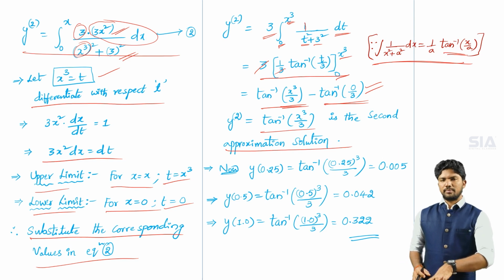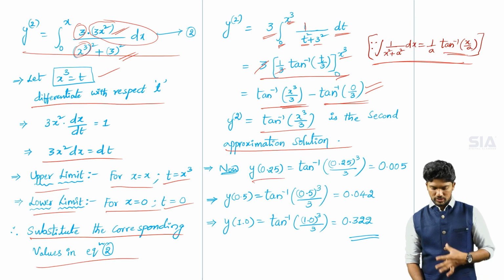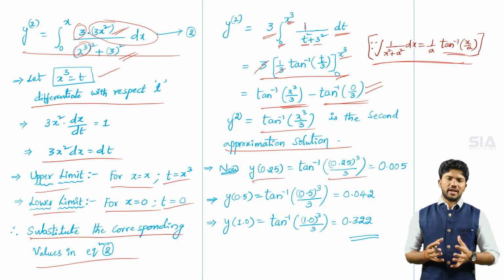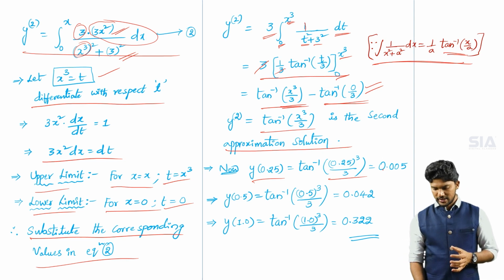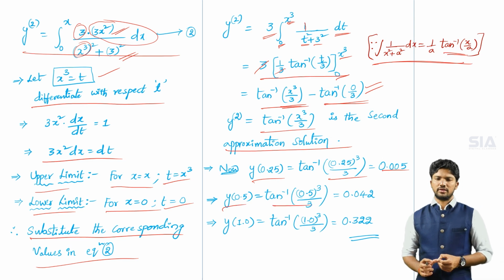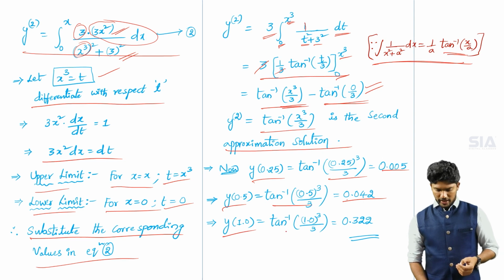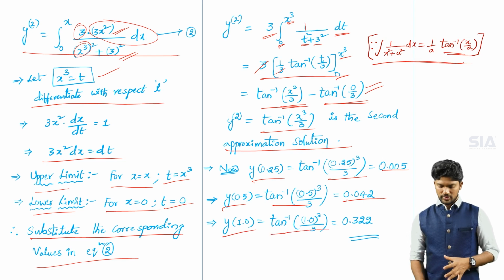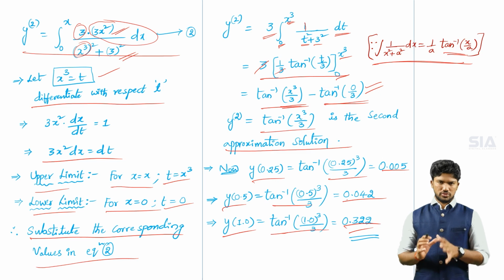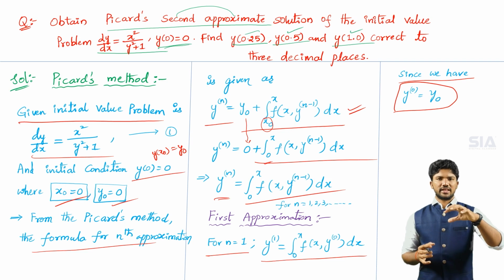Now in this second approximation solution, we have to find y of 0.25. Substitute 0.25 wherever you have small x: tan inverse of 0.25 whole cube by 3 gives 0.05. y of 0.5 is equal to tan inverse of 0.5 whole cube by 3, which is 0.042, and y of 1.0 is equal to tan inverse of 1.0 whole cube by 3, which is 0.33322.